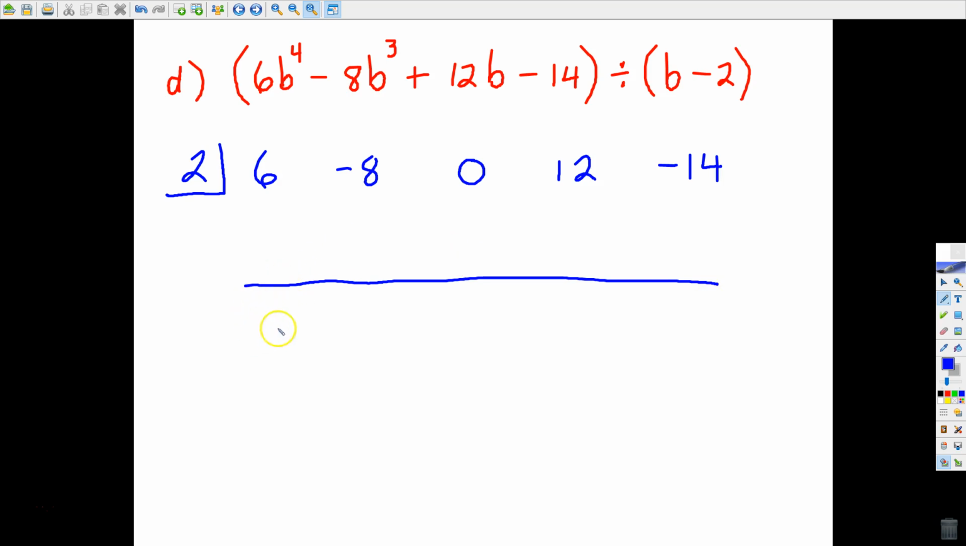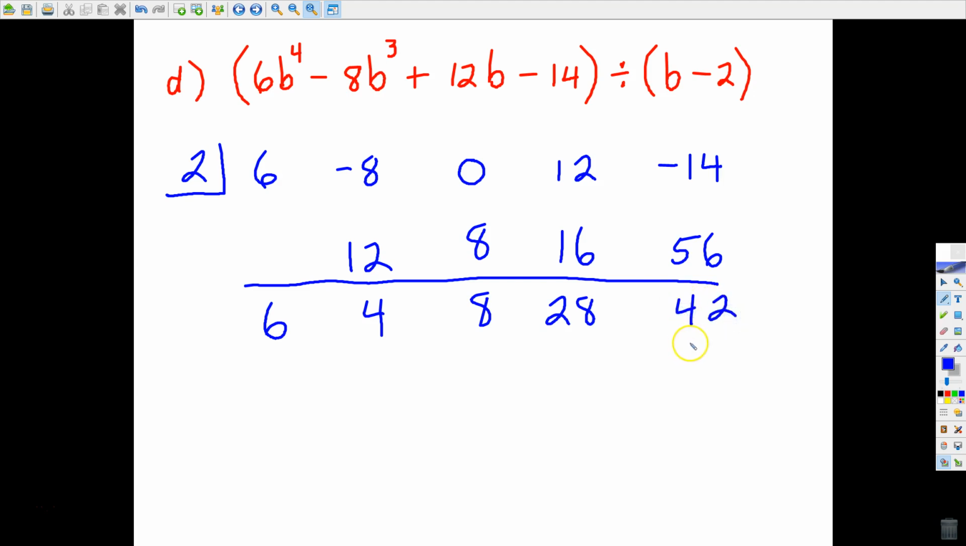Okay, Kate, what's going to go here? Oh, you always just bring this first number down. 6, okay. So let's see. Madeline, what goes here? 12, very good. And Sarah, below 12? Good. Casey, below the 0? Good. Noah, below the 8? Good. Heather, below the 12? Good. Hannah, below the 16? Good. Colin, below the negative 14? Good. And then below that, let's see, Sarah, below the 56? 42.